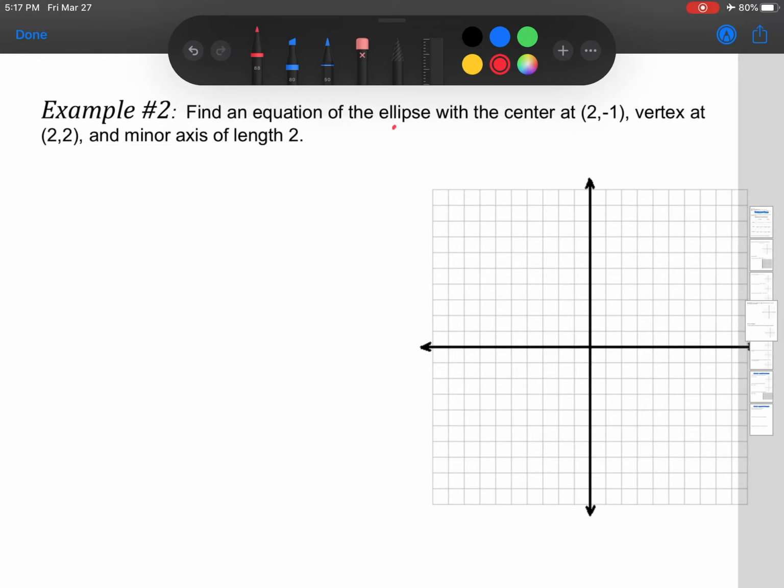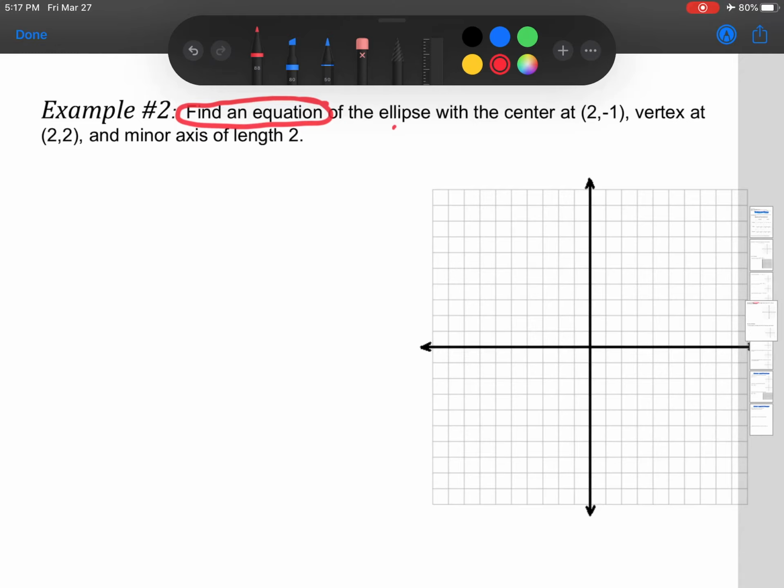Okay, so now this says find the equation. The initial lesson 7 was you were given the equation. Now we have to find the equation given the center and other components of the ellipse or hyperbola or parabola, whatever question we're doing. Here we're working with an ellipse, right?